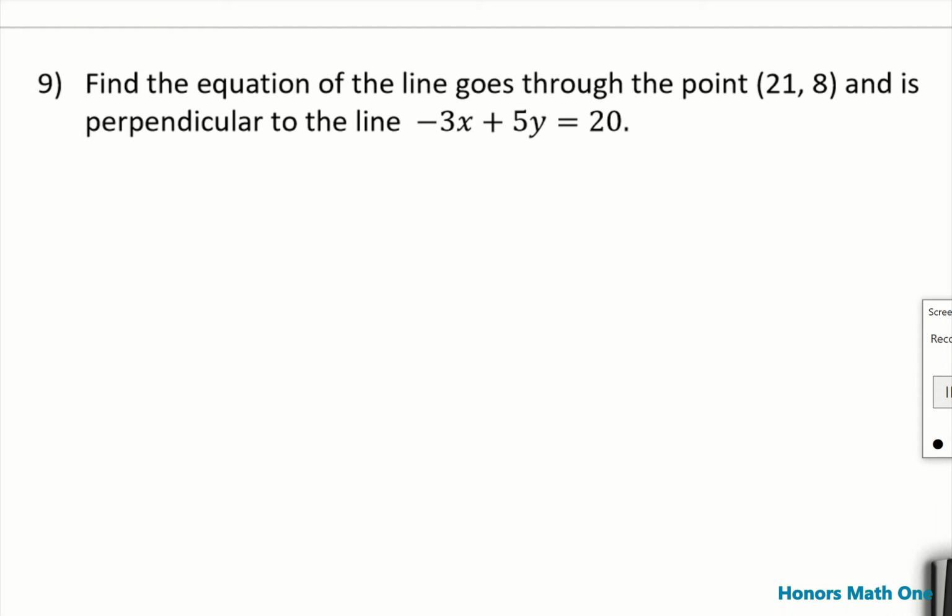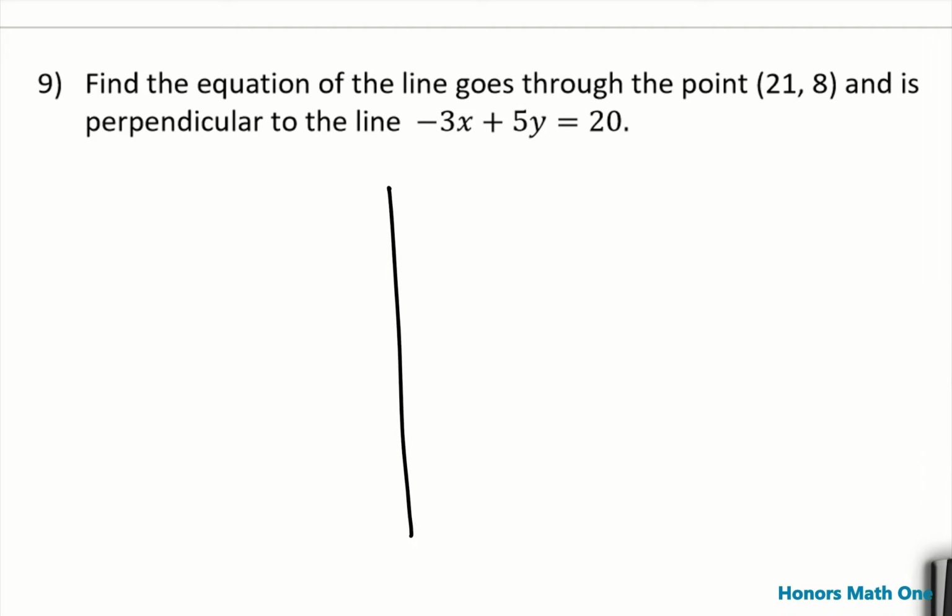So question 9 seems a bit verbose and it's a little wordy. That's why we like to read these things, think about them, and perhaps try and draw a sketch of what's happening here. So we're asked to find the equation of a line. Find the equation of the line that goes through a particular point.